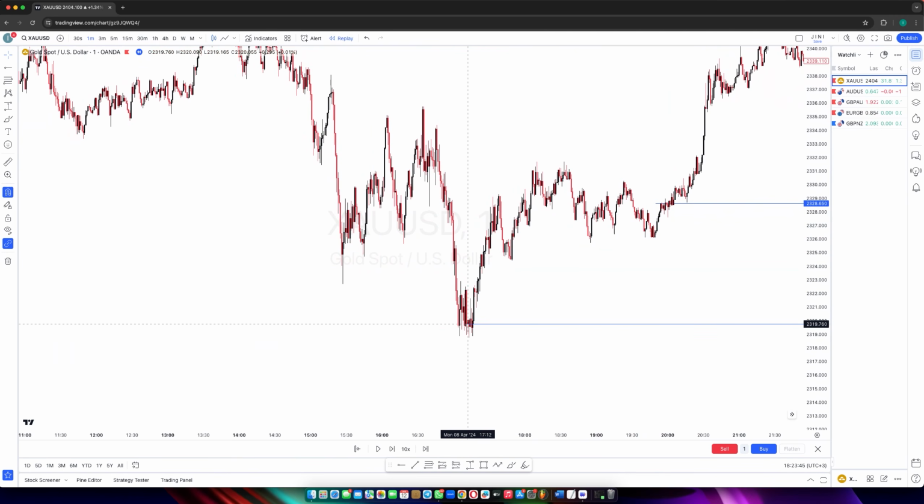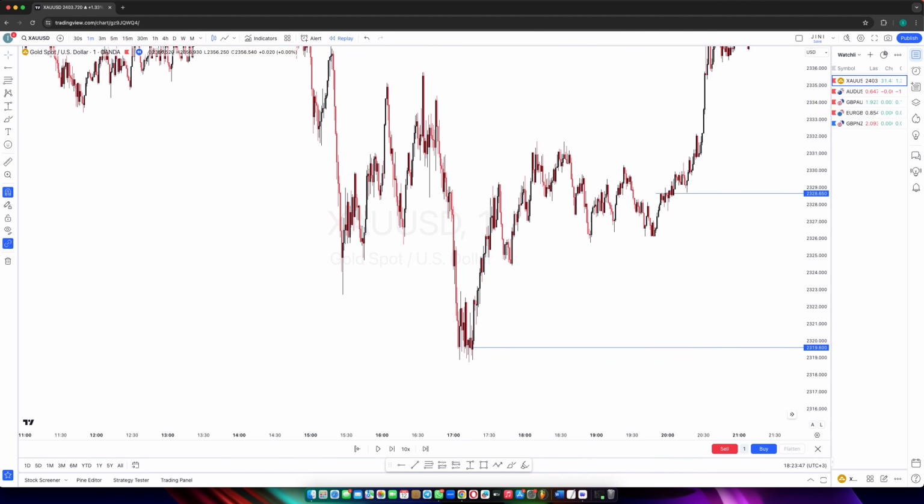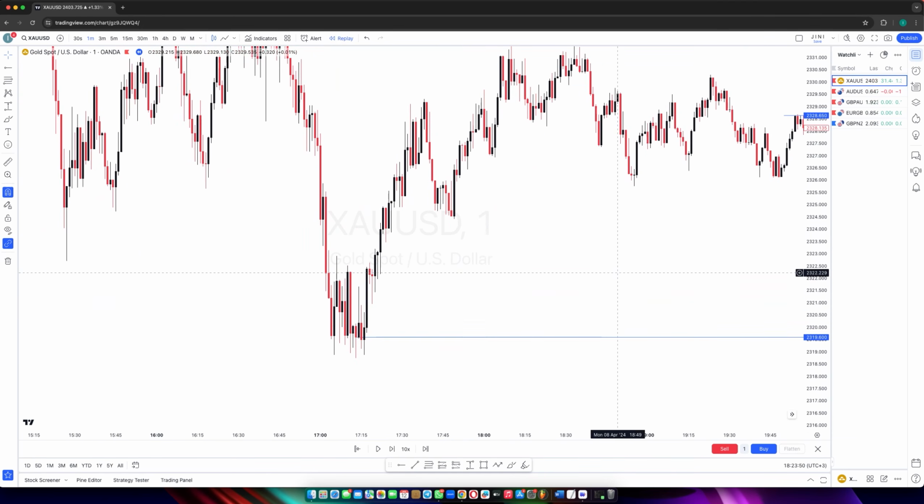Inside this formation we have this liquidity engineering, this point here. So we can use that, because this liquidity engineering offers only 80 pips, so we can use that as the entry point.